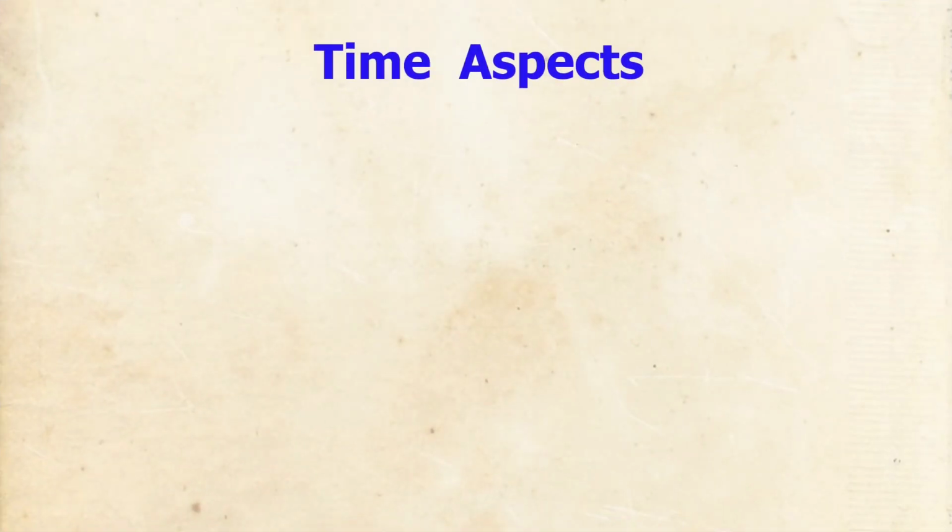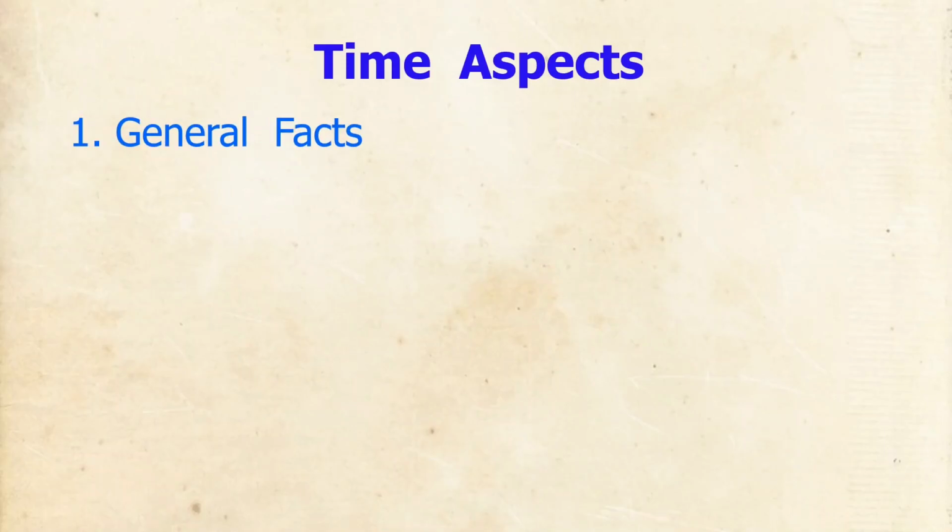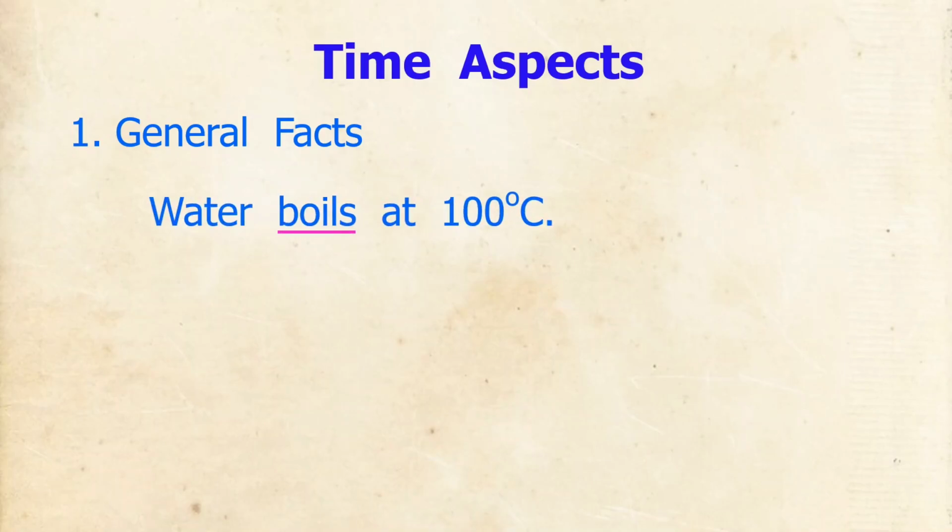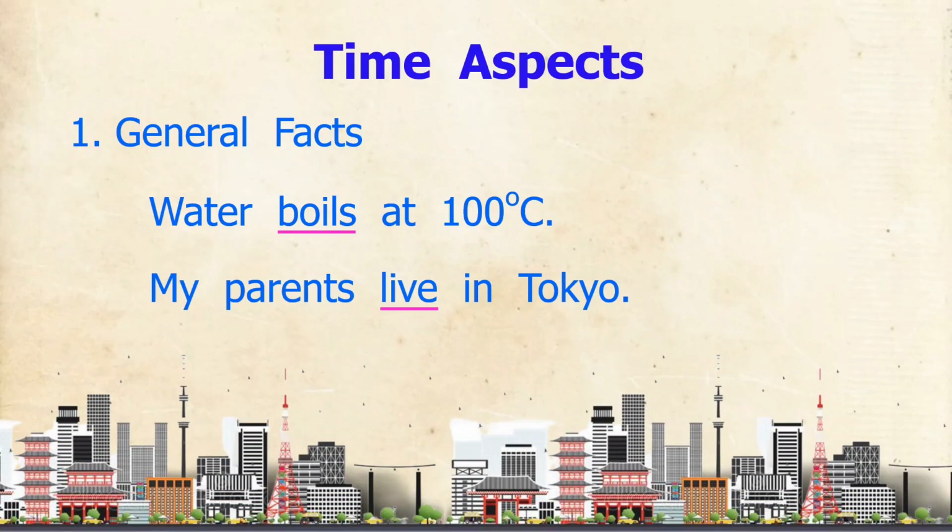Now, we are going to talk about the time aspects. General facts. General facts happen at any time or all the time. Let's see some examples. Water boils at 100 degrees Celsius. My parents live in Tokyo. A tiger eats meat.